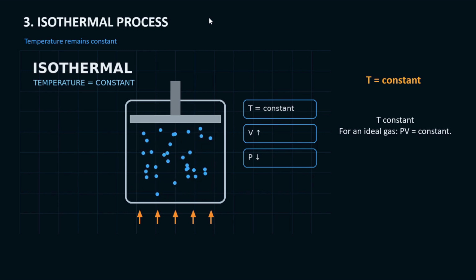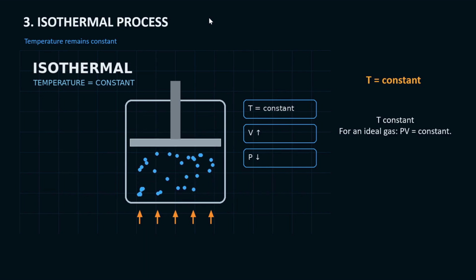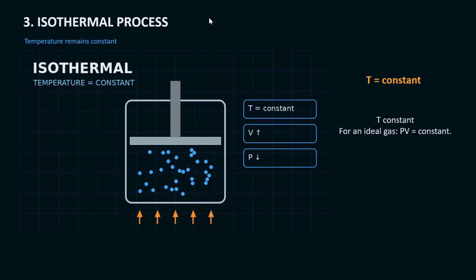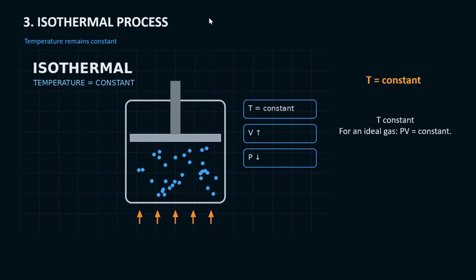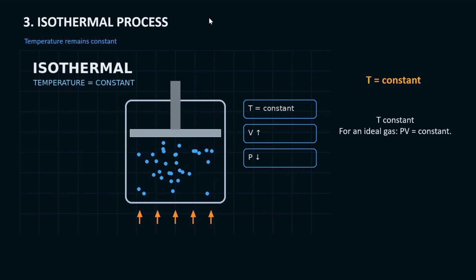We can also write this as PV equals constant. This means if the volume increases, the pressure decreases accordingly. On a pressure-volume diagram, an isothermal process is represented by a smooth curve. A slow expansion or compression of gas while maintaining isothermal contact with its surroundings can approximate an isothermal process.